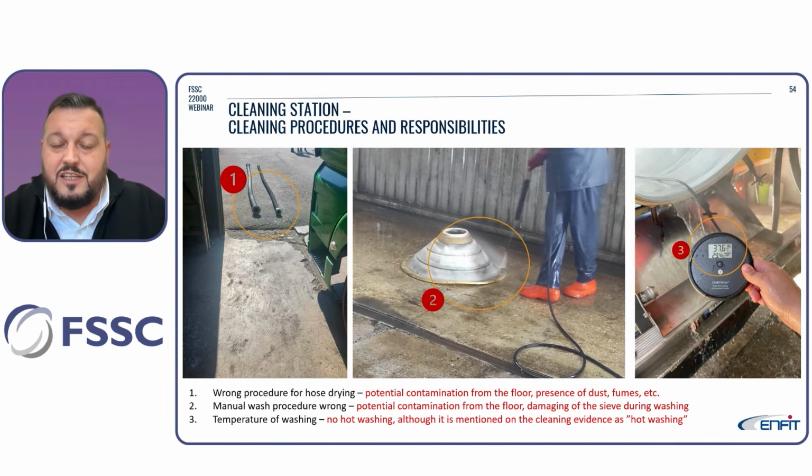And this is actually the cleaning station that is cleaning like that. You see the hoses that are drying outside. You see the washing on the ground of a part of the transport silo, which will be in contact with the product. And the hot water temperature is just 37 degrees.